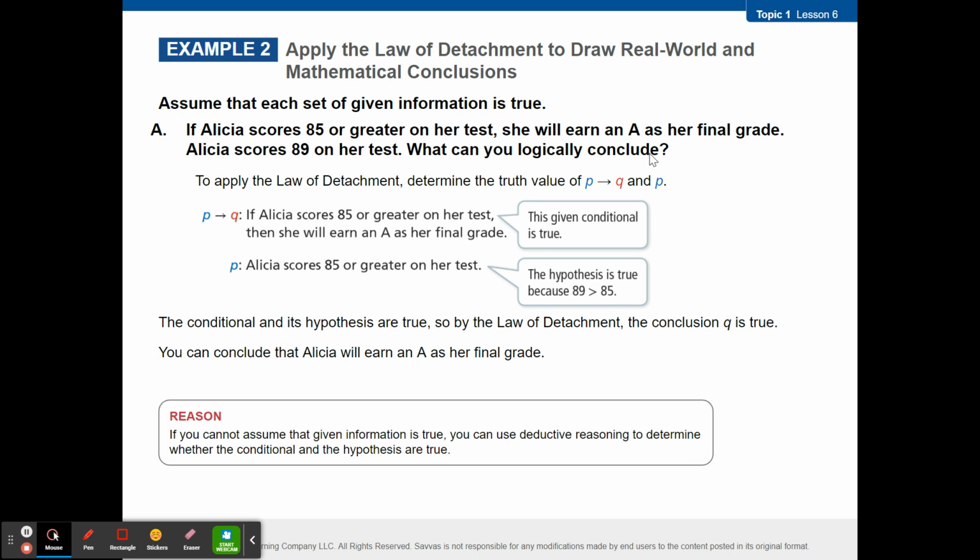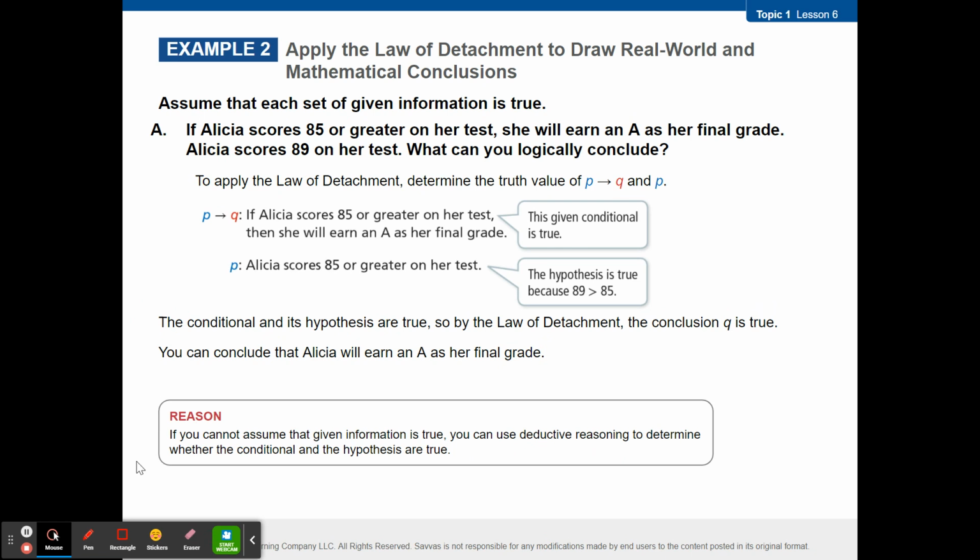What do we think? Alyssa gets a what? An A. Okay. If you look at the conditional, it says if Alyssa scores 85 or greater on her test, then she will earn an A for her class. The conditional is true. If she scores an 85 or greater on her test, and 89 is in fact greater, then you conclude she gets an A.